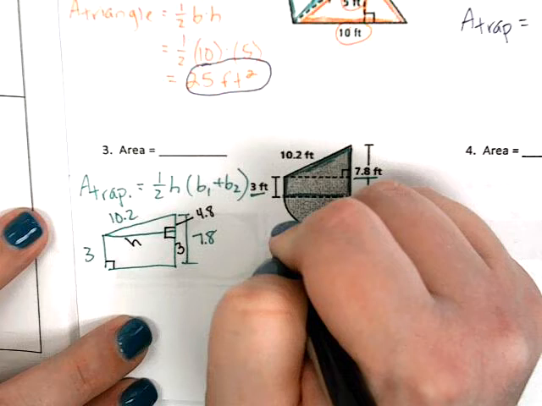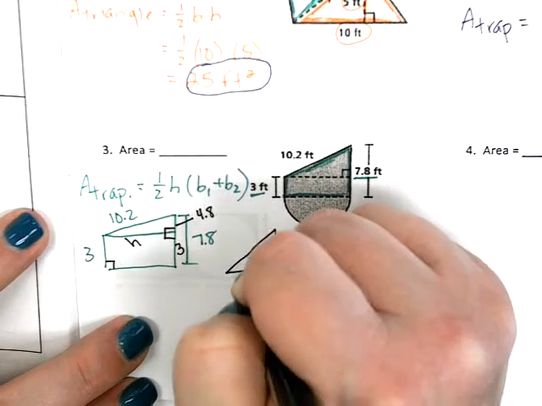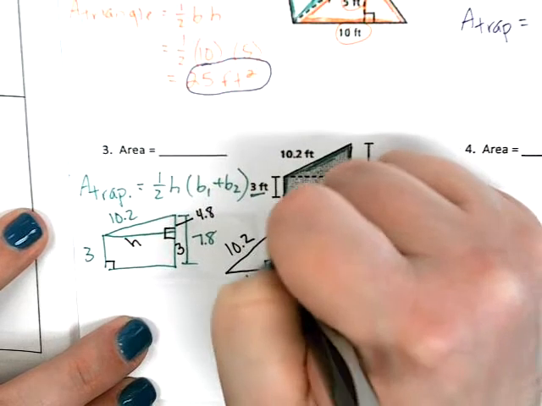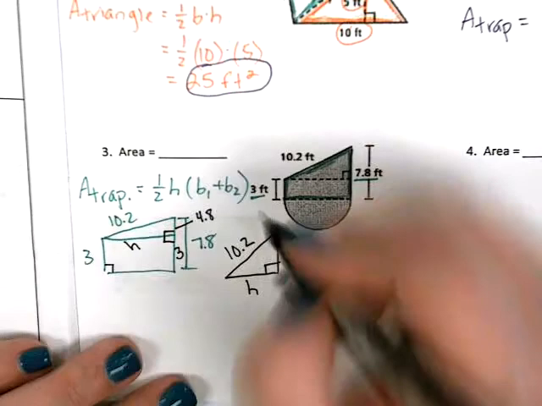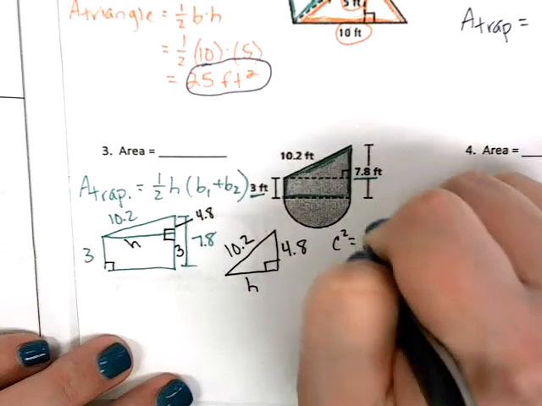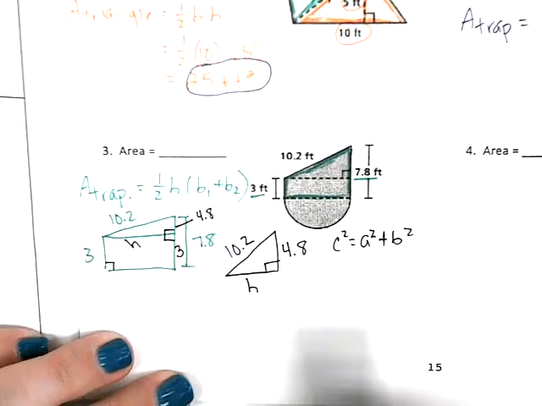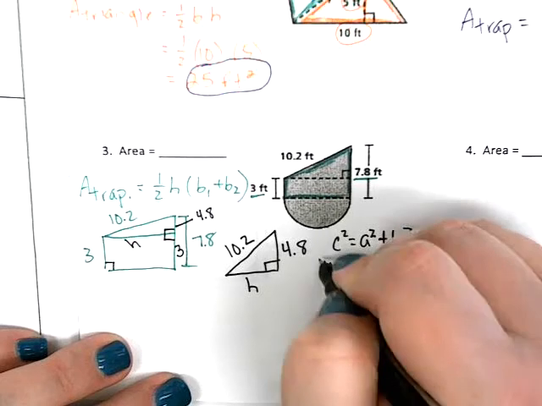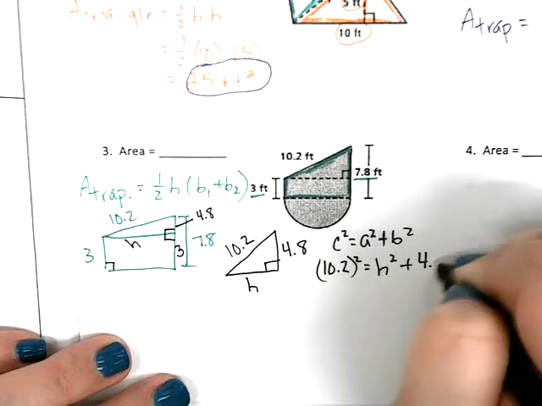So let me draw this triangle a little bit clearer. This is the H we're looking for, this is the 10.2, and the 4.8. If I have two sides of a right triangle, I can find the third using the Pythagorean theorem. So I'm going to go ahead and do that. C squared equals A squared plus B squared. C has to be the longest side, so we know that's the 10.2. So 10.2 squared equals H squared plus 4.8 squared.